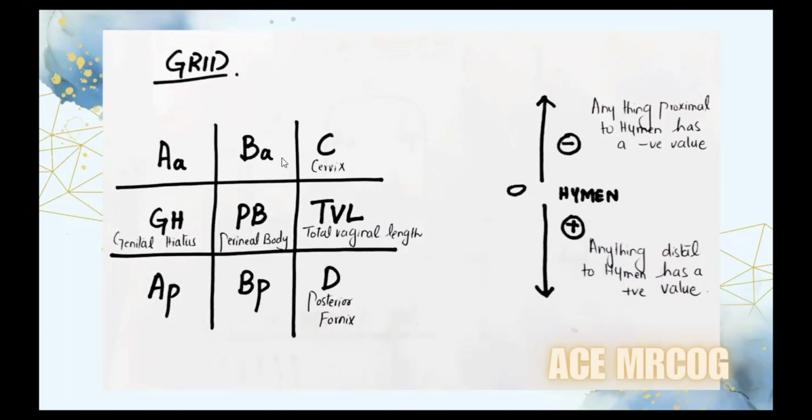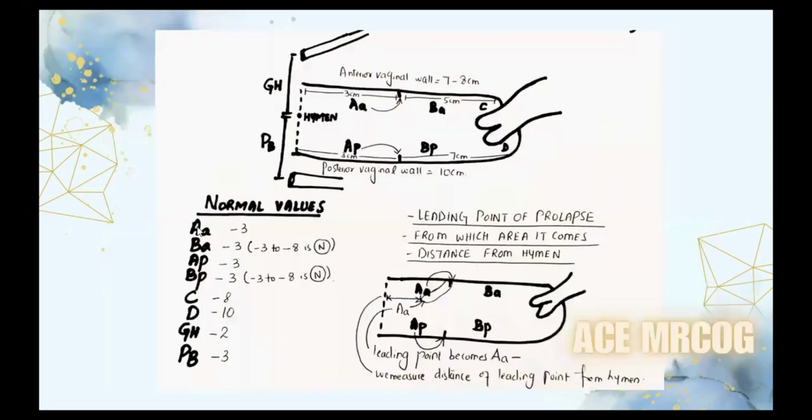First of all, the anterior wall, AA, BA, cervix, then the genital hiatus, perineal body, total vaginal length, then the posterior wall, and then the posterior fornix. So this is the arrangement of the grid. And I already told you the normal values: AA minus 3, BA minus 3, AP minus 3, BP minus 3, cervix minus 8 because it is behind the hymen, posterior fornix, it is behind the hymen, this is 0, this is minus 3, this is minus 8, this is minus 10.